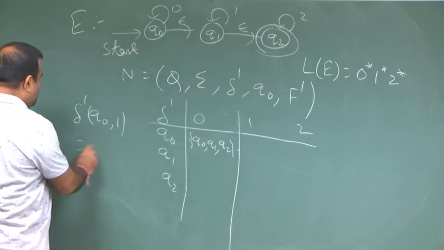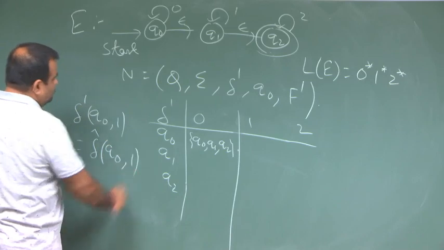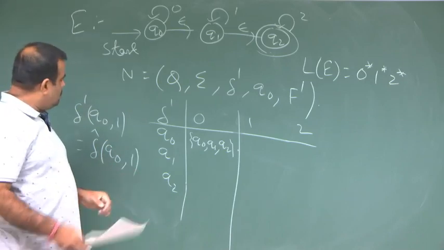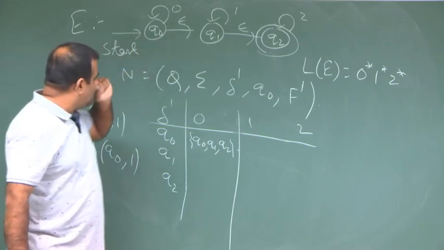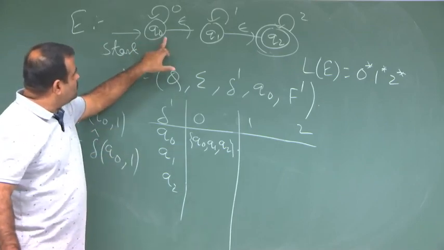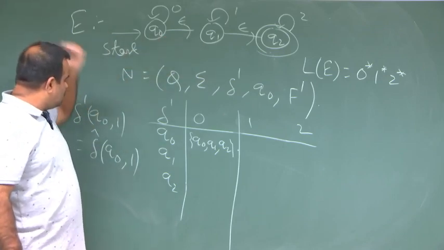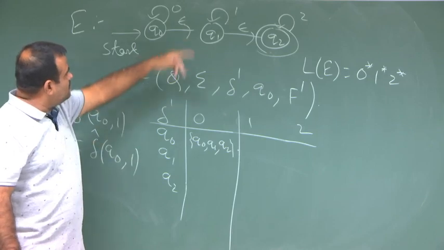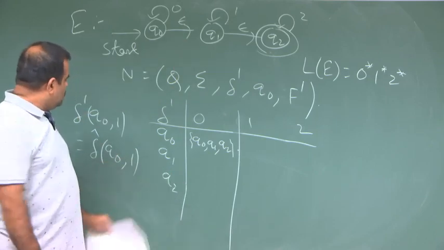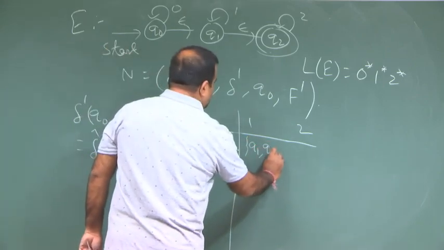So, this is nothing but delta prime, delta hat of Q0, 1. From Q0 again, with an epsilon move we can go to Q0, we can go to Q1 and Q0, from Q1 and Q0 with the 1 we can remain at Q1. Again with an epsilon move we can go to Q2. So, it is basically Q1 and Q2.